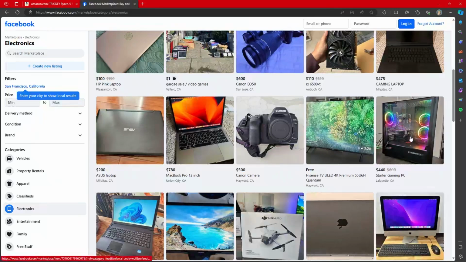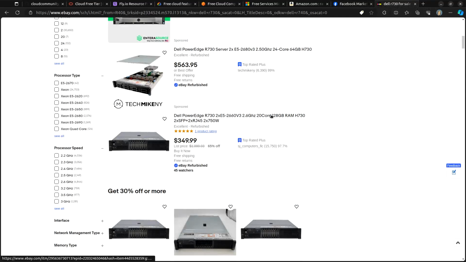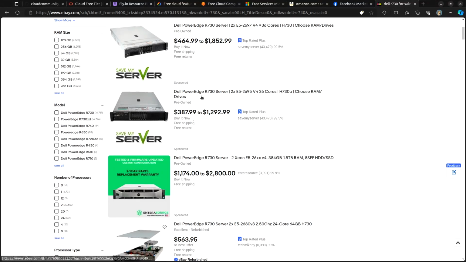But again, if you need an actual discrete graphics card, an older PC potentially off of Facebook that you can just drop a specific graphics card into is probably one of your cheaper ways to get up and running. Outside of that, there is eBay. eBay is probably where I tend to buy servers from the most.